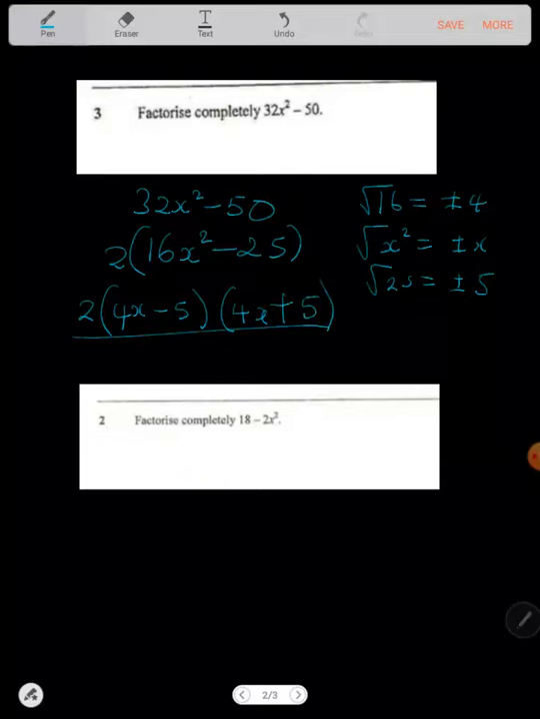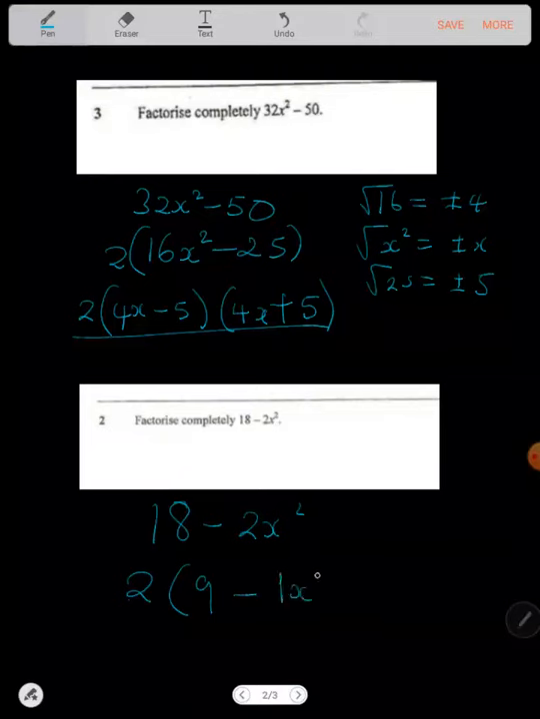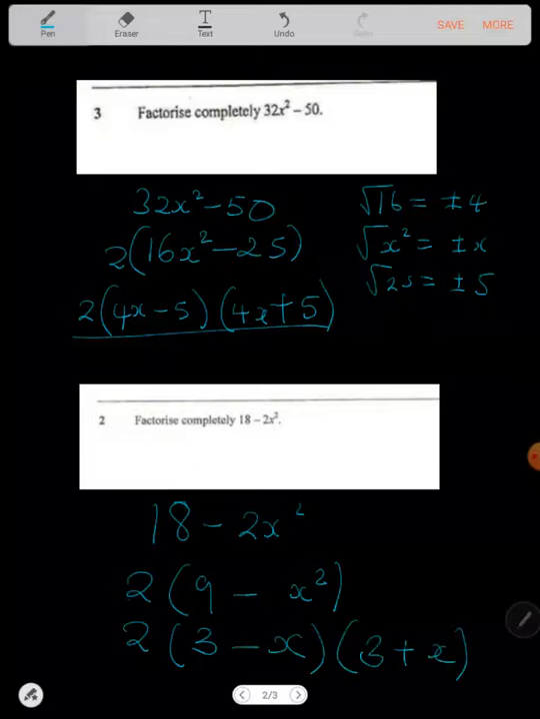Factorize completely. 18 minus 2x squared. We know that 2 is common here. 2 can go into 18 and 2. So I'll say 2 is common. 2 into 18 is 9. 2 into 2 is 1x squared, but I won't have to write 1x squared, I'll just write x squared. Because 2 is common, this is the difference of two squares. 9 is a square, x squared is a square. The square root of 9 is 3, minus the square root of x squared, which is x. Because it's a difference of two squares, I have to repeat the same but with a different sign, positive. You are done.